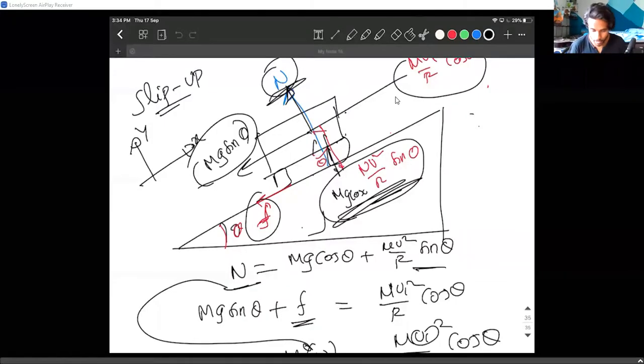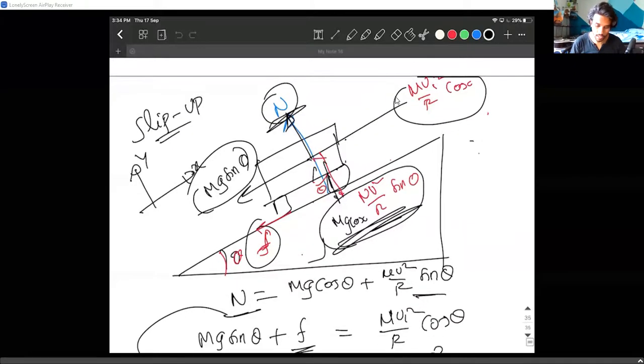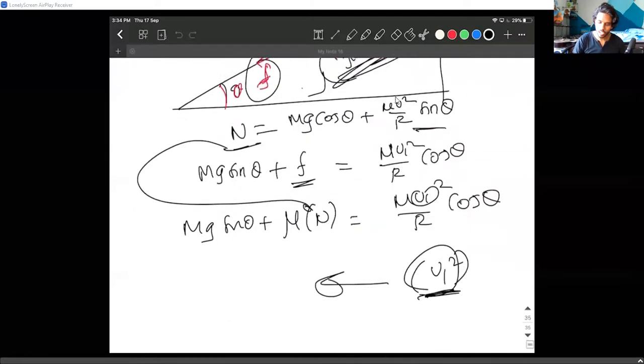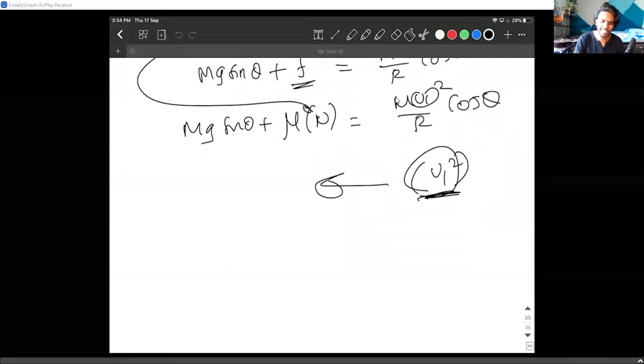So welcome back, guys. We are in day 4 of circular motion, and in yesterday's class, I've asked you to do something about the banking along with the friction. There are two cases: a slipping up case and a slipping down case. The case that you're looking at right now on the screen is a slip up case, where I've taken the friction downwards. Let me just draw the diagrams again neatly.